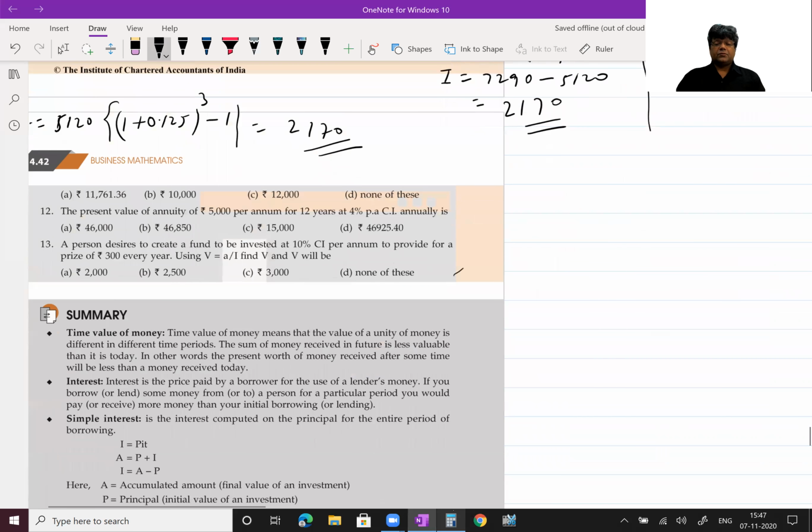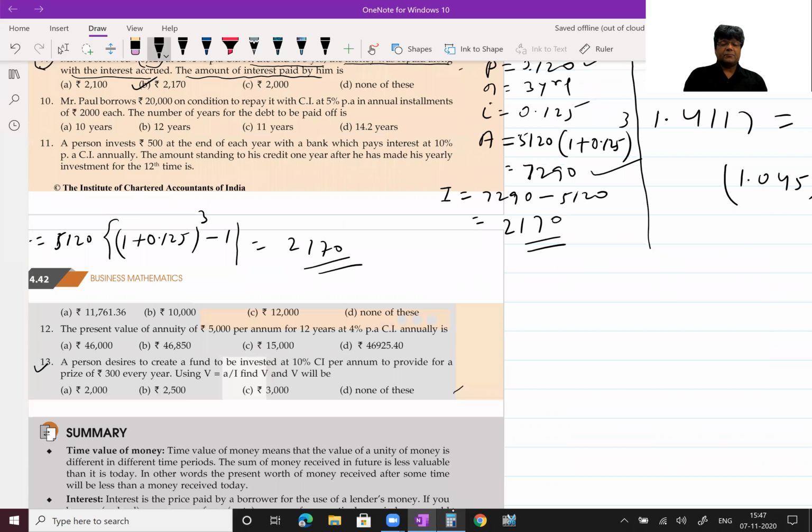Okay, guys, see this question number 13. Question 12 is the present value of an annuity for 12 years, an easy question, guys. Number 13: a person desires to create a fund to be invested at 10% compound interest per annum to provide for a price of 300 every year. For how many years? That is not given. Actually, it is for an infinite number of years. You know that's a case of perpetuity.